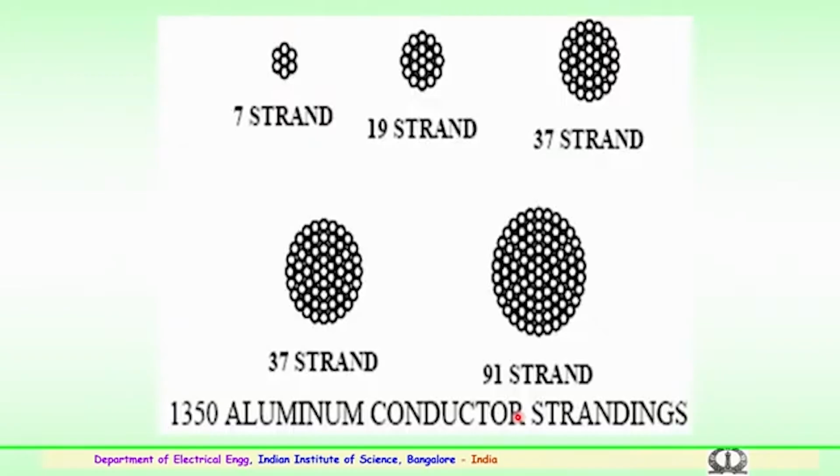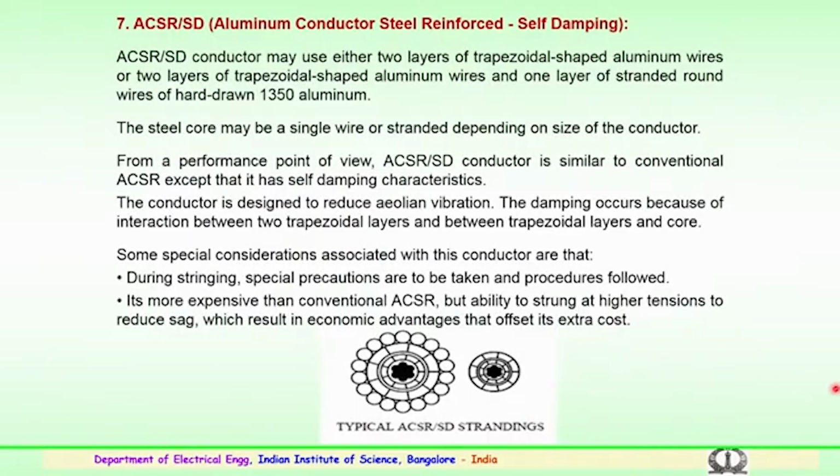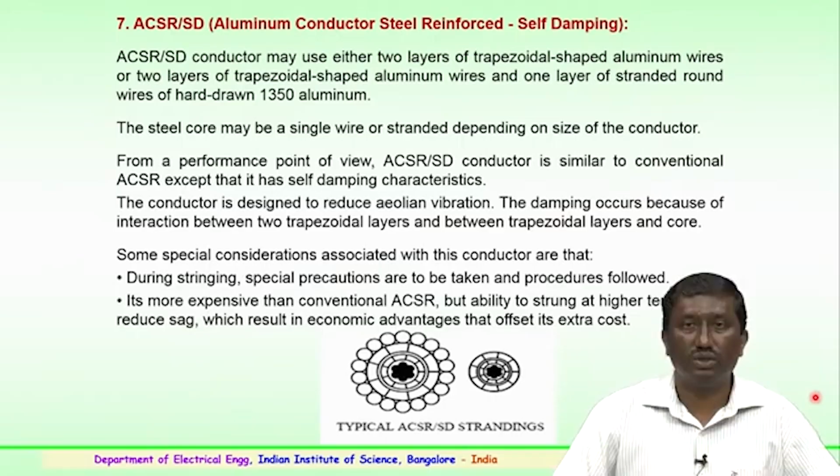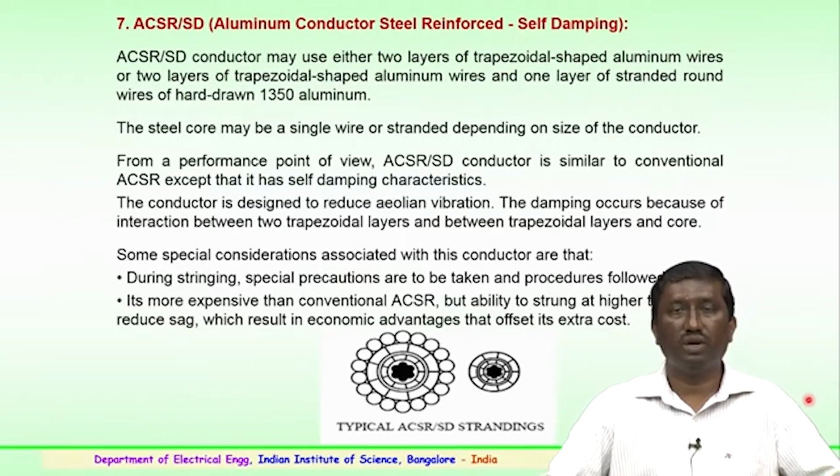Typically aluminum conductor strandings are of this nature. You have a 7 strand, 19, 37 strand, and 91 strands. So, 1350 aluminum conductor strands are typically of this type. The seventh is ACSR SD, aluminum conductor steel reinforced, that is self damping, that is very important here.